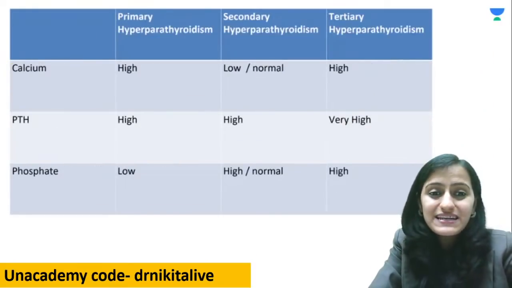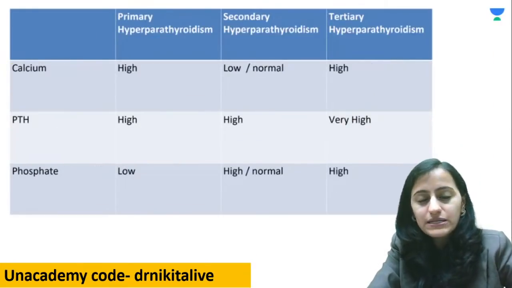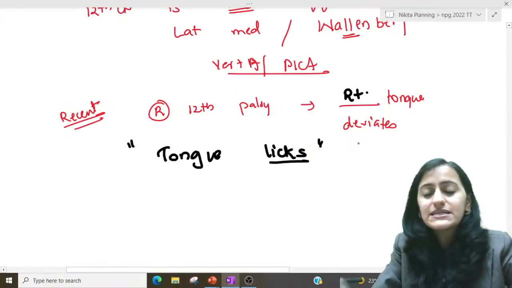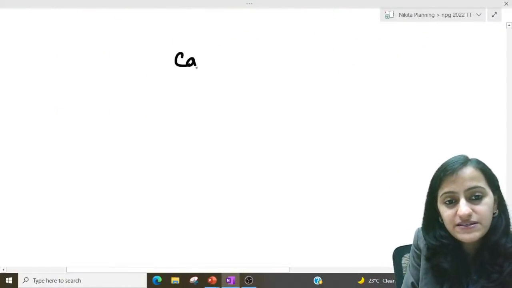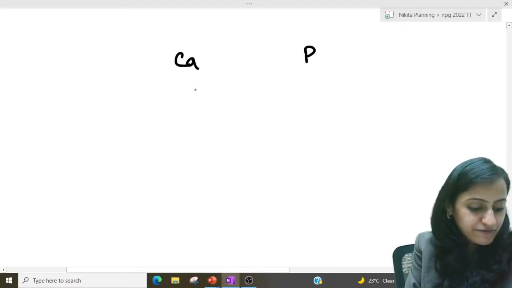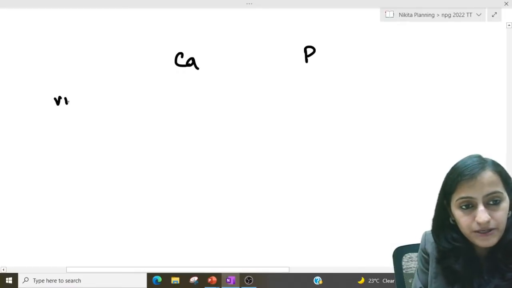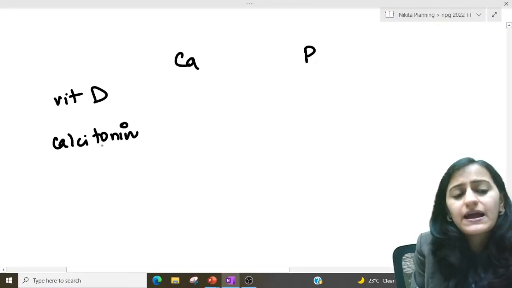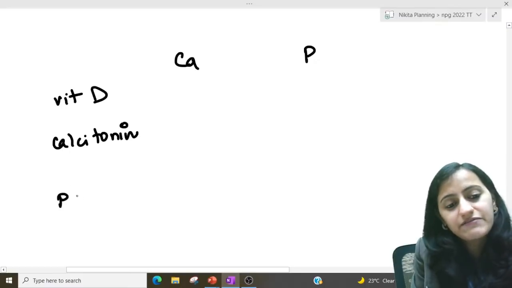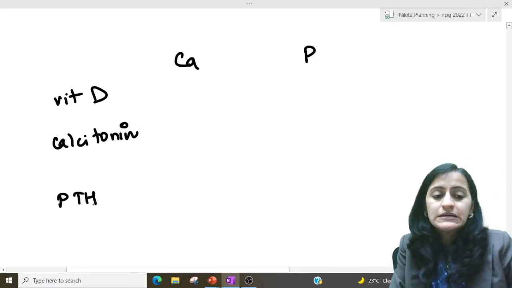Okay, now going to the next one, very, very important: parathyroid, vitamin D and calcitonin. Basically your calcium phosphorus regulation, very, very important. Vitamin D, calcitonin, and what do we have next? Then we have parathyroid hormone.